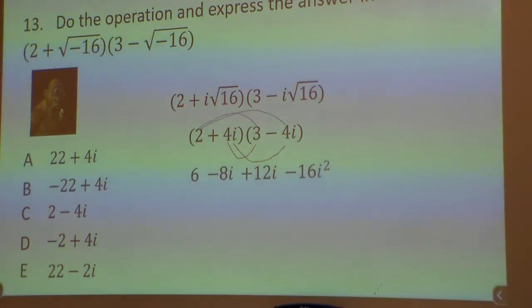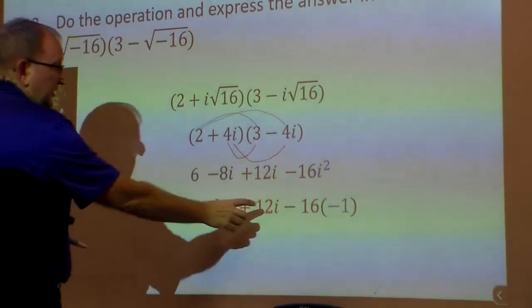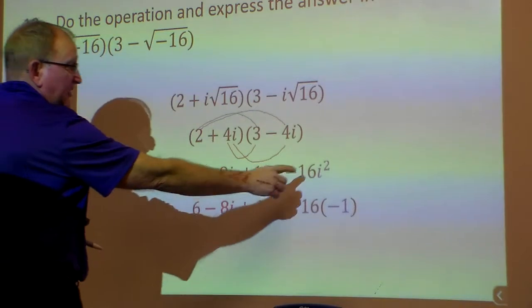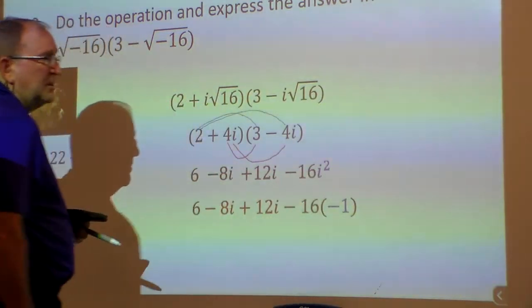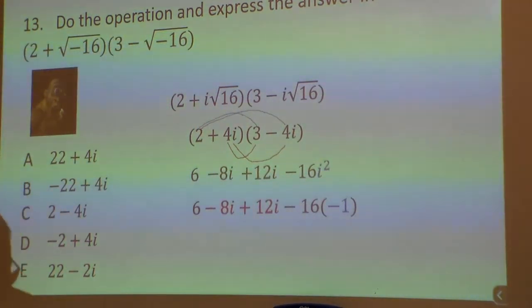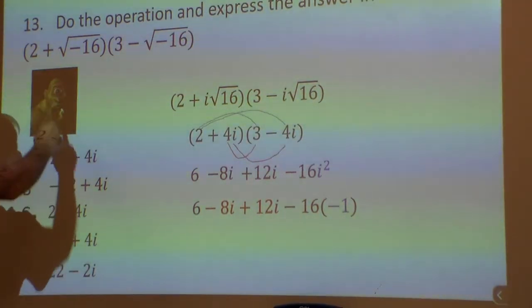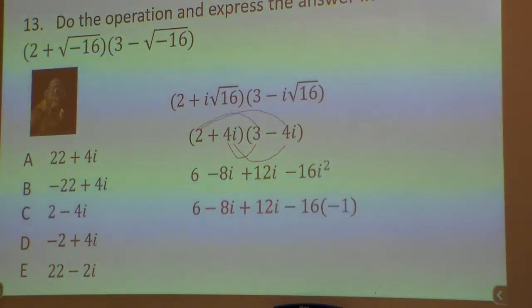Well, here's what's nice. I can add these two together, and i squared is negative 1. Because i is an imaginary number that when squared equals negative 1. So then obviously i squared equals negative 1. That's why you can never have more than one i in the problem. So I can picture the Cyclops up here. I can take negative 16 times negative 1, which will make a positive 16.